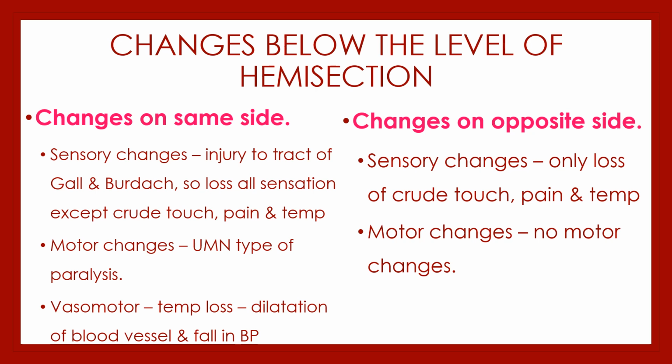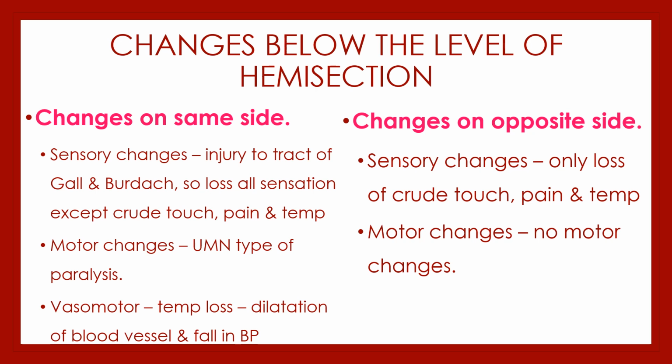So all sensation loss except the spinothalamic tract sensations, that is crude touch, pain, and temperature. And then motor changes. Here upper motor neuron type of paralysis occurs. So this is due to the injury to the pyramidal tract.